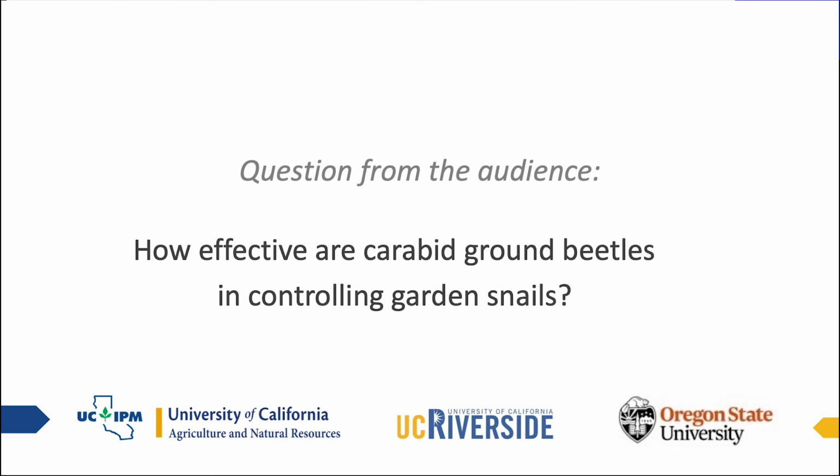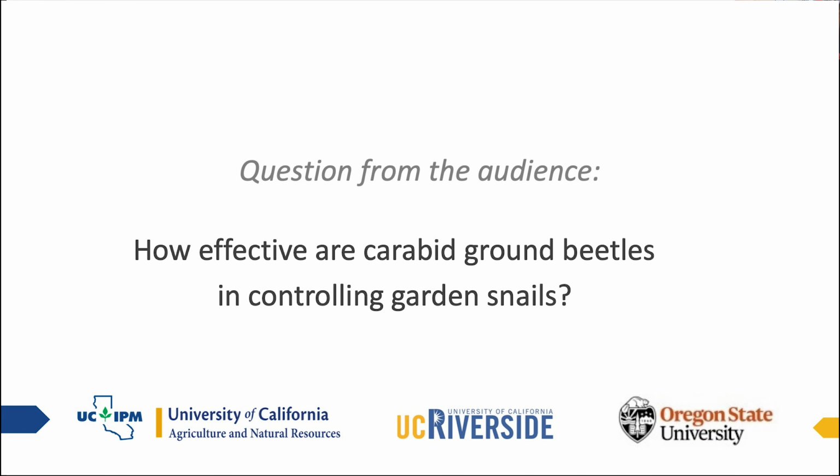Okay, and there's a few questions in chat. One from Stephanie: how effective are carabid ground beetles at controlling garden snails? Well, I'm not so sure about garden snails. They have been shown to be pretty effective predators of slugs in Europe. The thing we need to remember about ground beetles is that they're generalist predators, so they will also feed on other organisms. There are some species that are known to have a preference for slugs, particularly the grey field slug and the marsh slug.